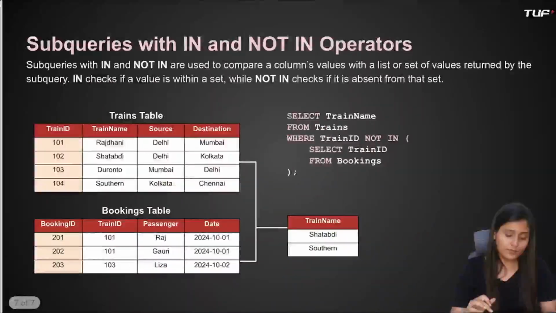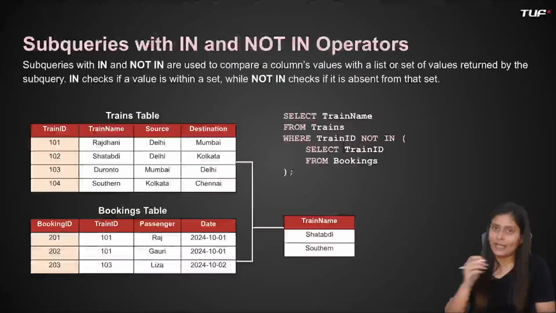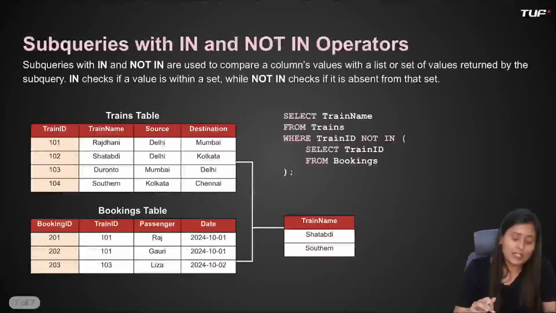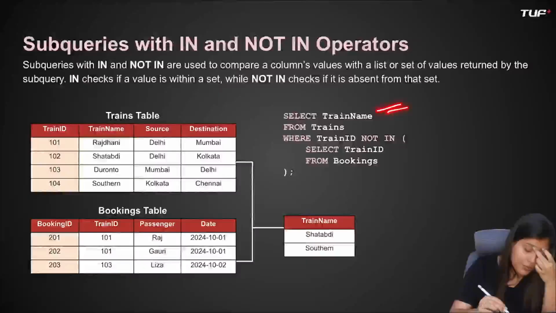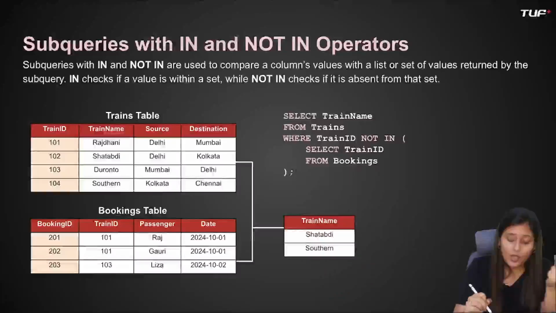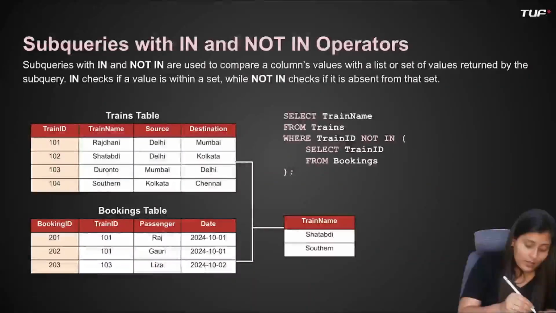Okay. Now next is subquery with IN and NOT IN operators. So, IN and NOT IN. Basically, if you see the select query here, selecting train name from the trains table where train ID NOT IN this subquery, the answer here is also the same. But what is the main difference between EXISTS and NOT EXISTS, and IN and NOT IN?